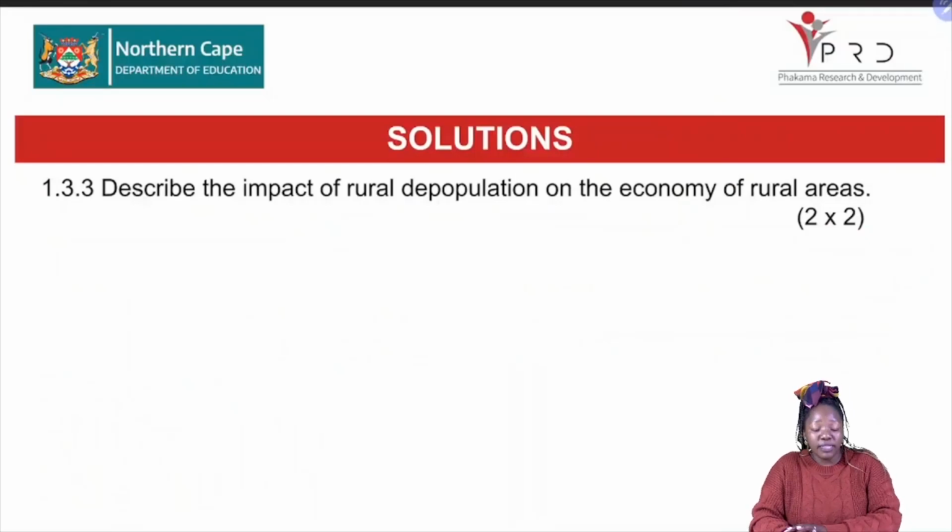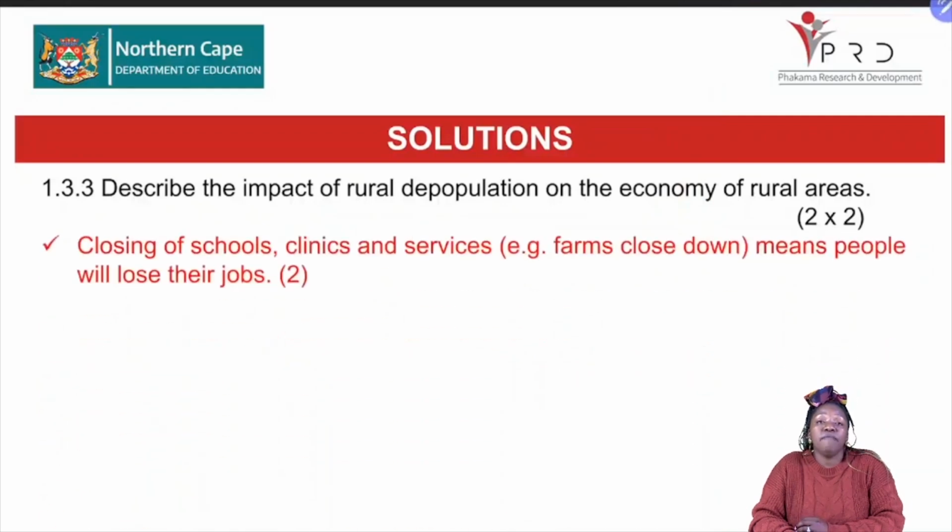Then we proceed to our question 1.3.3. Our question 1.3.3, you were supposed to describe the impact of rural depopulation on the economy of rural areas. Remember, when we're talking about the economy, it's something that has to do with the services, something that has to do with the income.